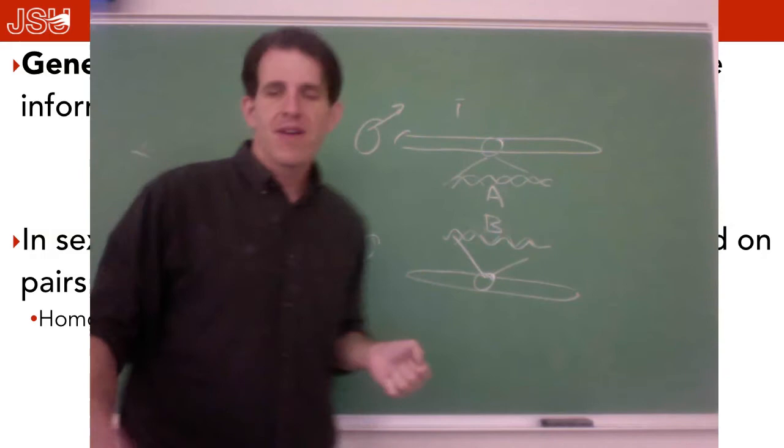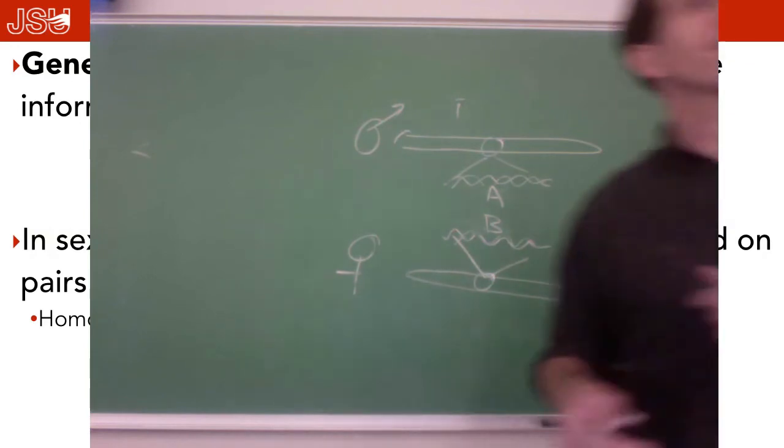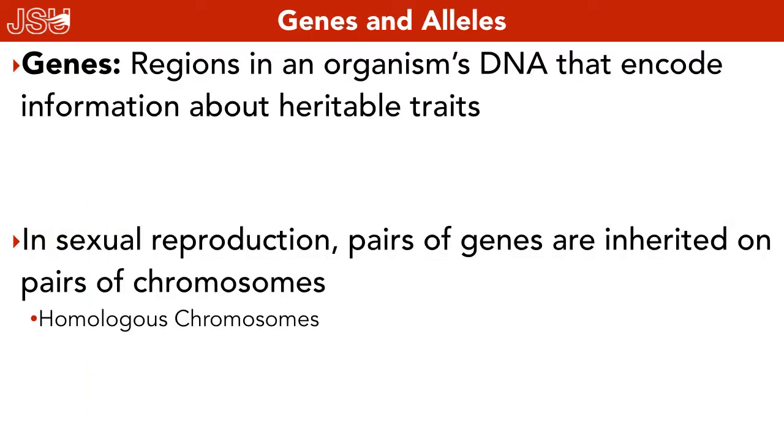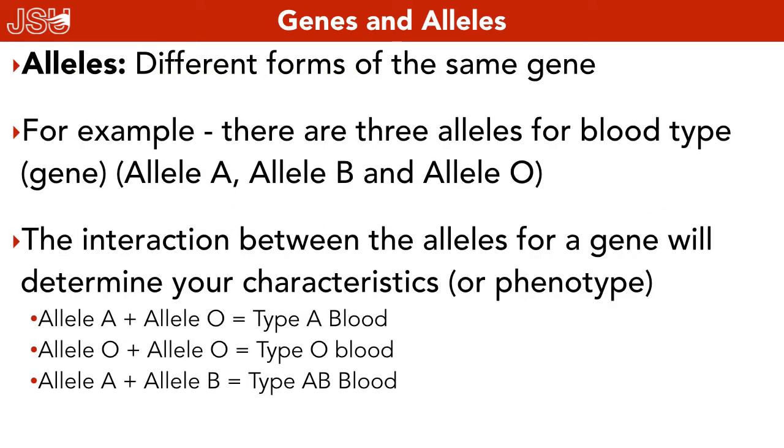So that's the basic point about an allele versus a gene. An allele is the form of the gene. Does that make sense? All right. So again, alleles are different forms of the same gene. And it's the interactions between those two alleles that determine something.